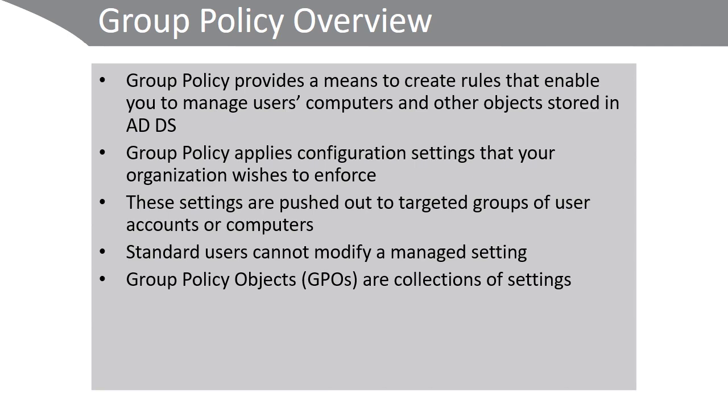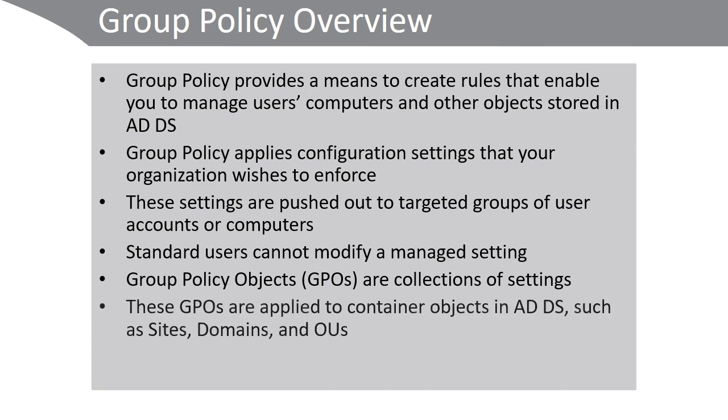Group policy objects, or GPOs, are collections of settings. When you create a group policy object and configure the settings, you apply these to container objects. You do not apply them to user or computer objects directly. Rather, you place user and computer objects into the appropriate container, such as a site, a domain, or an OU, and you then apply the GPO settings to that container, thereby applying them to the contained users and computers.